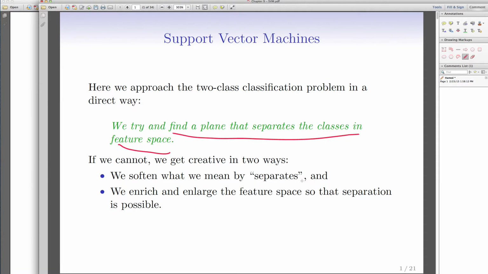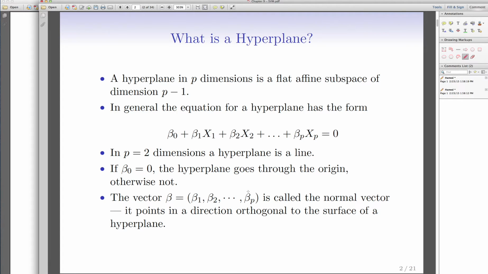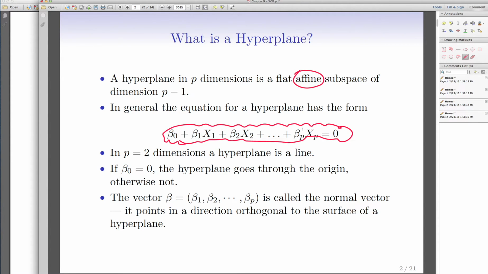So we should first define what separate means. What do you mean by separation, and what do you mean by feature space and dividing things in feature space? Let me explain what a hyperplane or plane is and how we deal with it. A hyperplane in p dimensions is a flat affine subset, where affine means linear combination, of dimension p minus 1. For example, beta 0 plus beta 1 x1 plus beta 2 x2 up to beta p xp equal to 0 is a hyperplane.